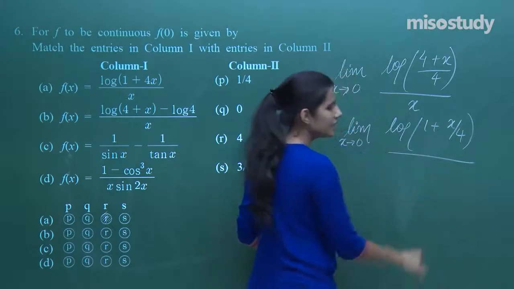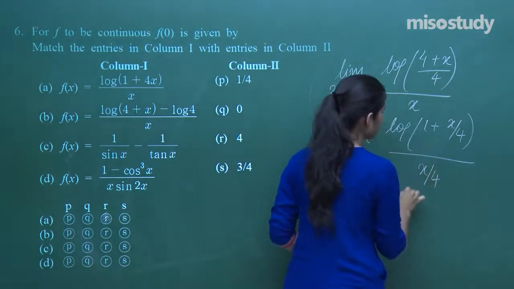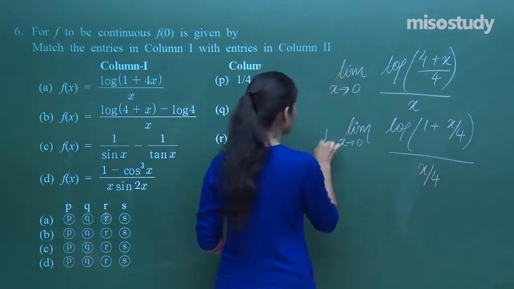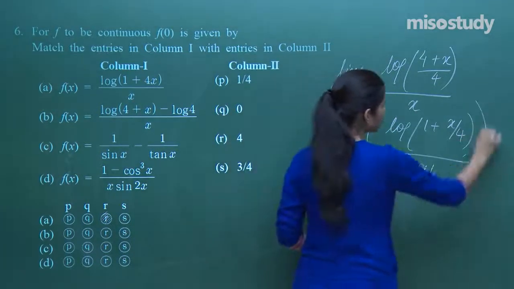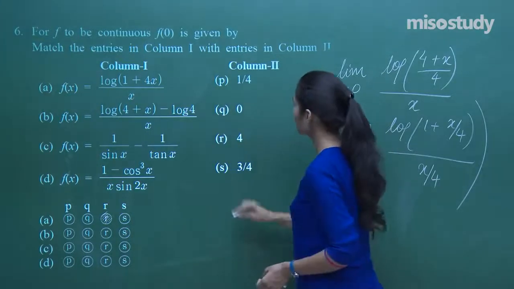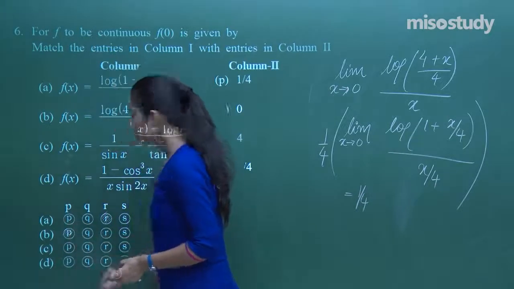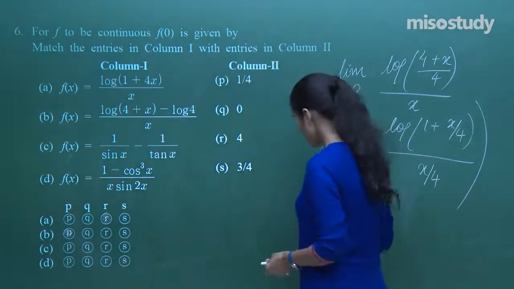I again want only x by 4 in the denominator, I already have x. So if I divide by 4, I'll have to multiply by 4 over here, or complete 1 by 4 can be brought outside. Again this is 1, your answer is 1 by 4 into 1, which is 1 by 4. So corresponding to this you will shade P. Clear? Let's move on to the next one.